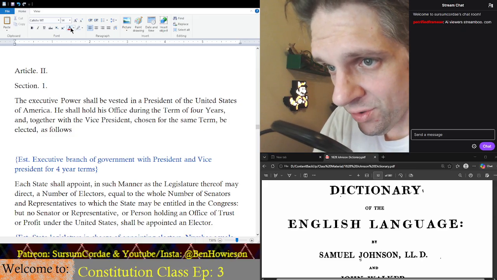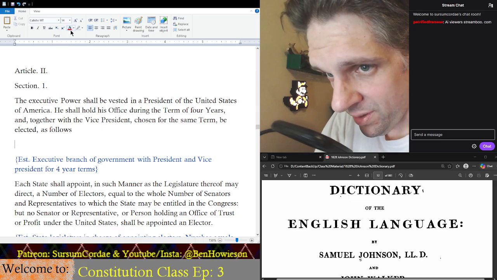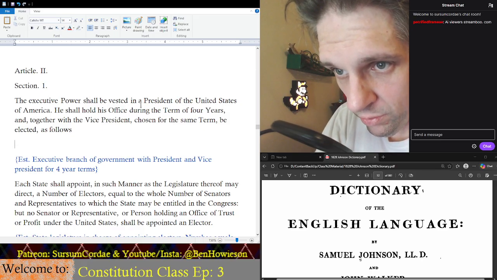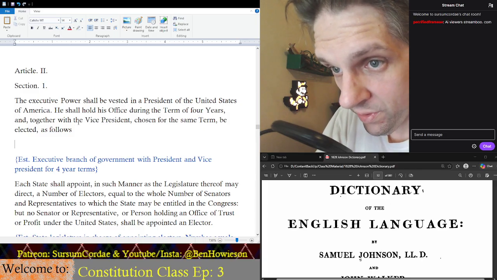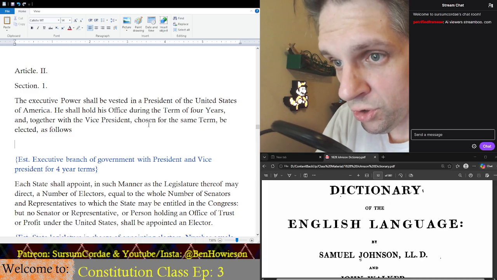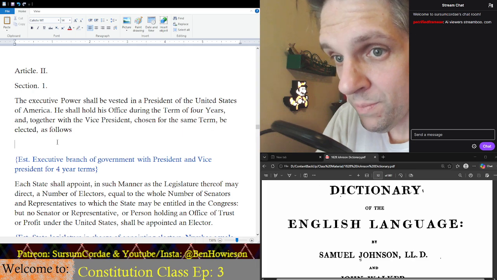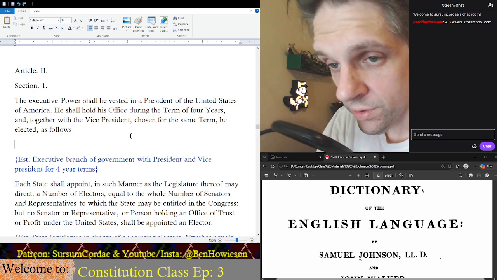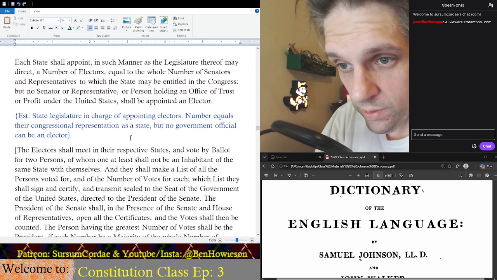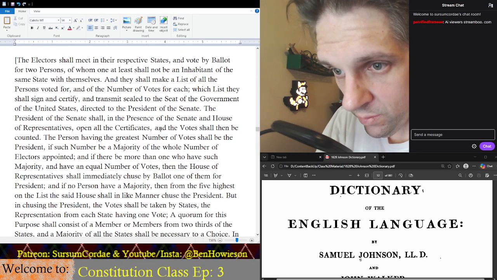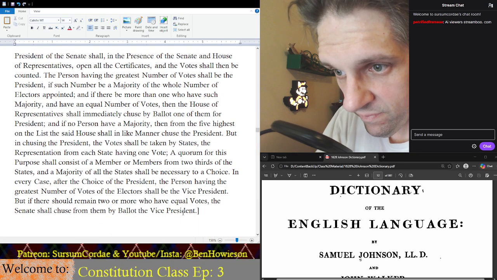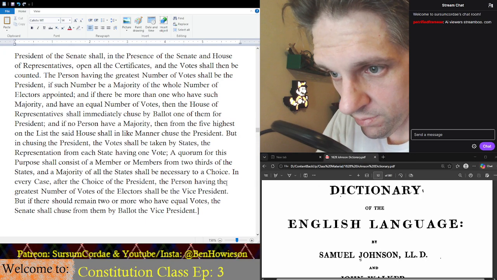The executive power shall be vested in a President of the United States of America. He shall hold his office during the term of 4 years, and, together with the Vice President, chosen for the same term, be elected as follows. And this is why there's so much stuff in here. Like, look at this chunk here. This has got a bracket. One of the amendments later took this entire process out.